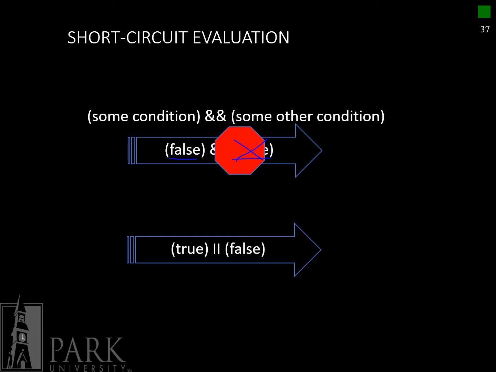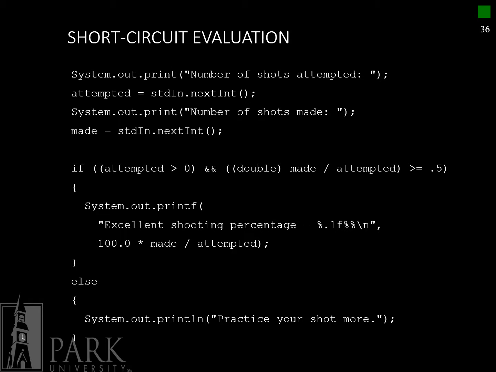For the OR operator, short circuiting takes place when the left operand is true, right? If this is true, we don't even care about the rest of it, because no matter what, true is true. With the OR operator, that's all we need. We just need one thing to be true. The right side will never be evaluated.